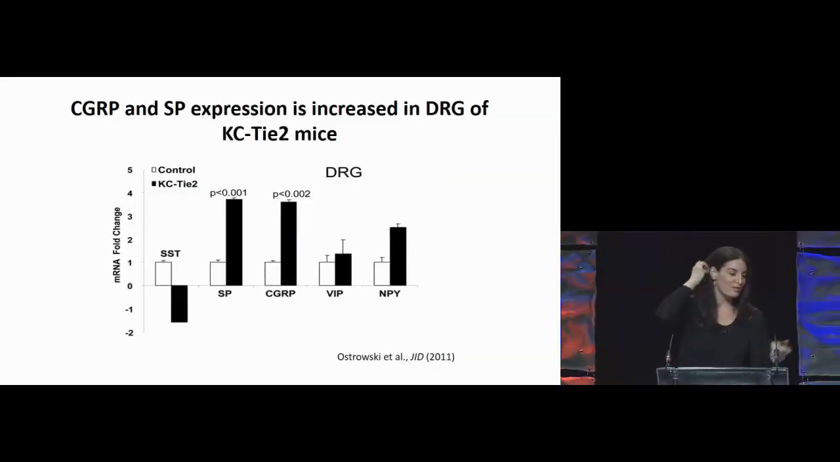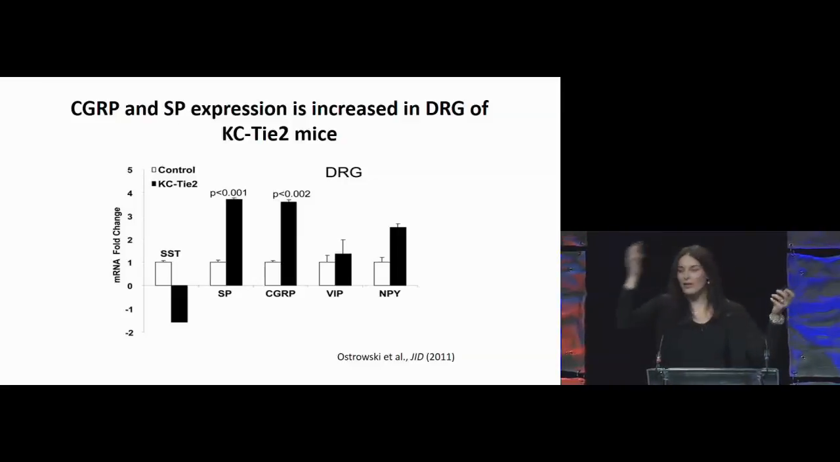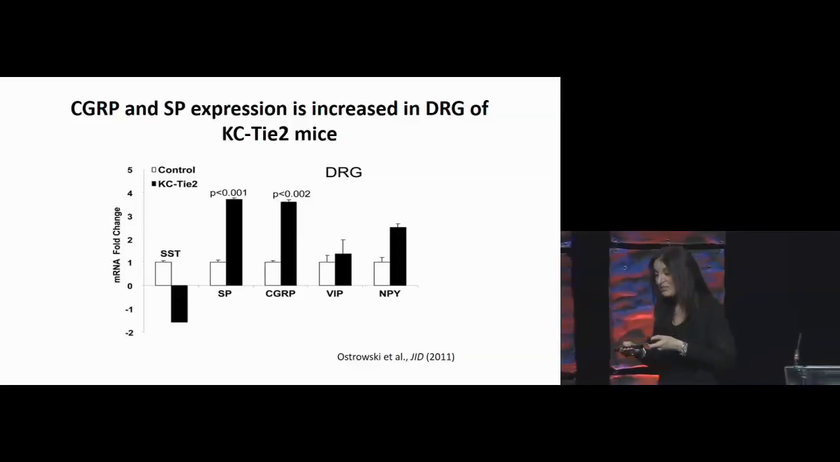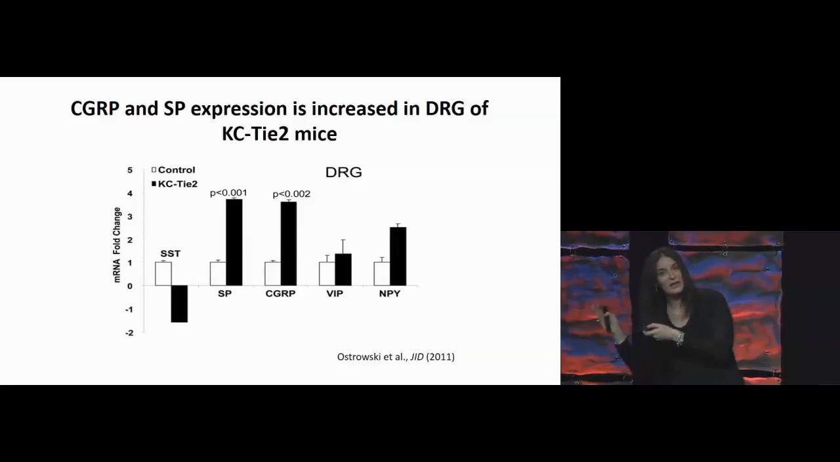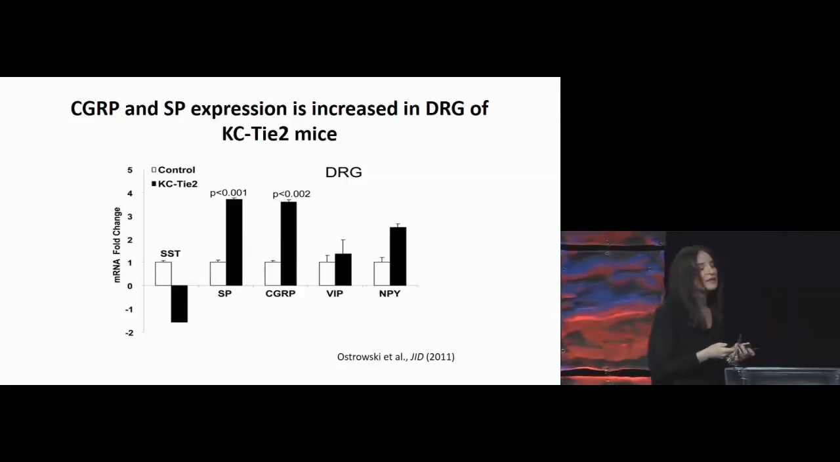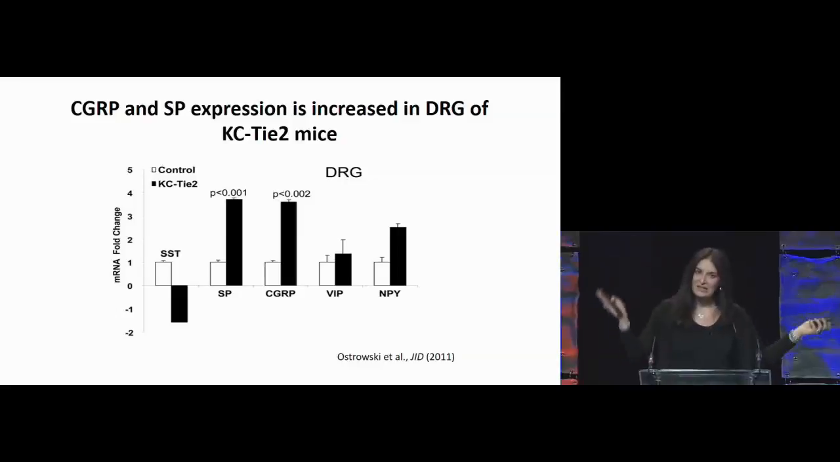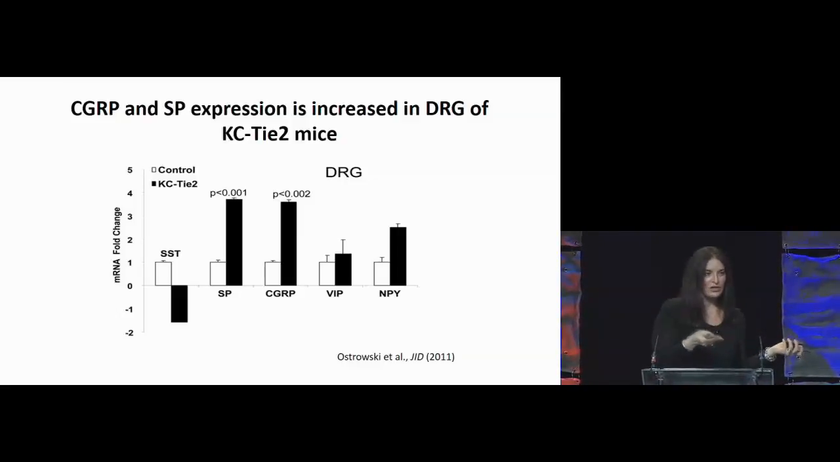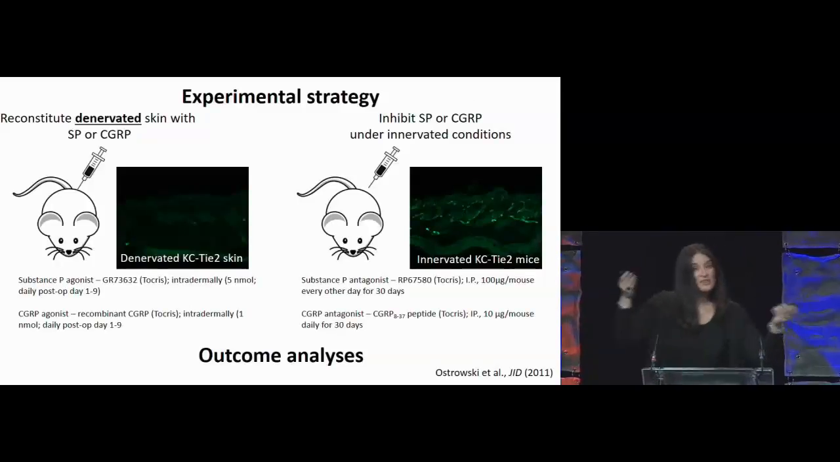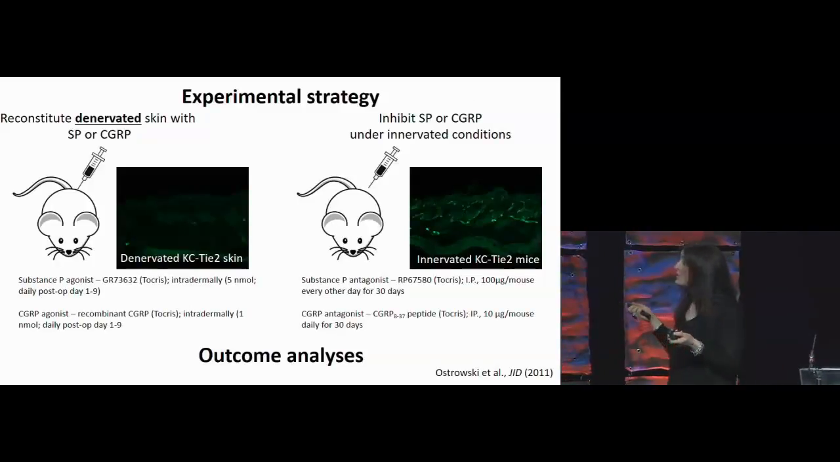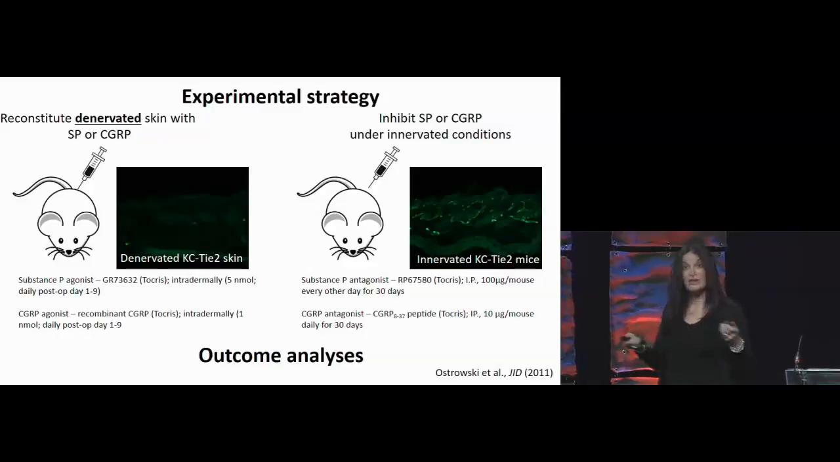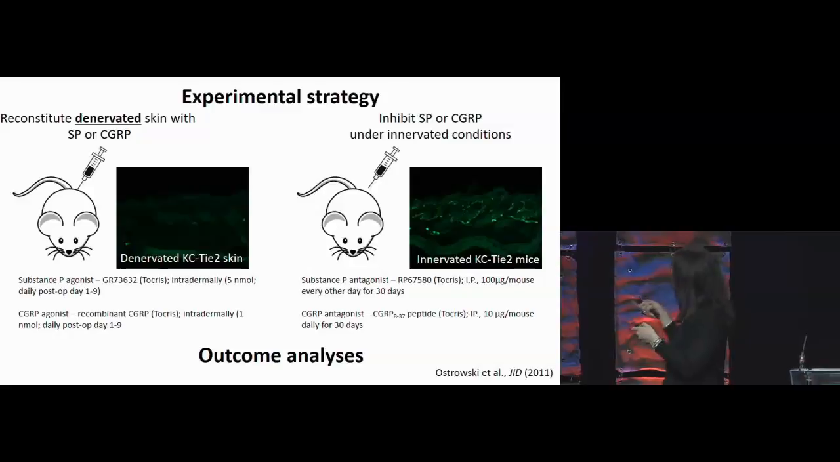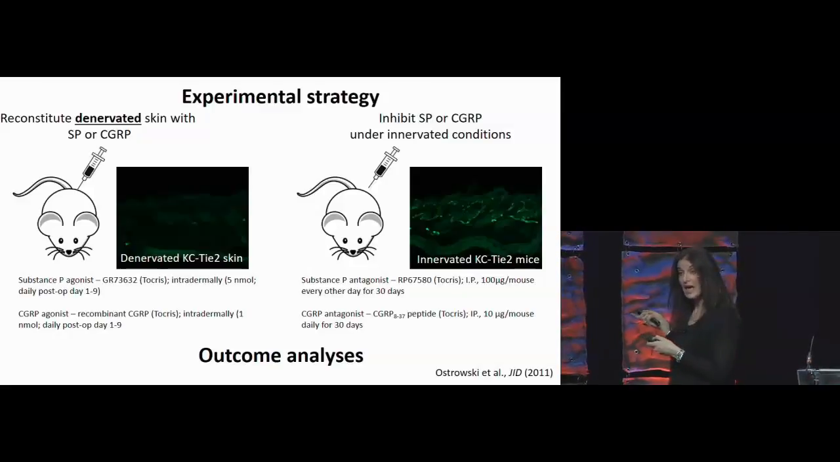And what we discovered was that molecule that Dr. Farber talked about, substance P, was elevated, as was another one, CGRP, calcitonin gene-related peptide. Two candidates that now we could use to try and mechanistically figure out why eliminating the nerves got rid of the disease. So this is what we did. We took denervated skin, mice we did the denervation on, and we intradermally put the peptides back in. Conversely, we kept mice with their nerves intact and inhibited those specific peptides.